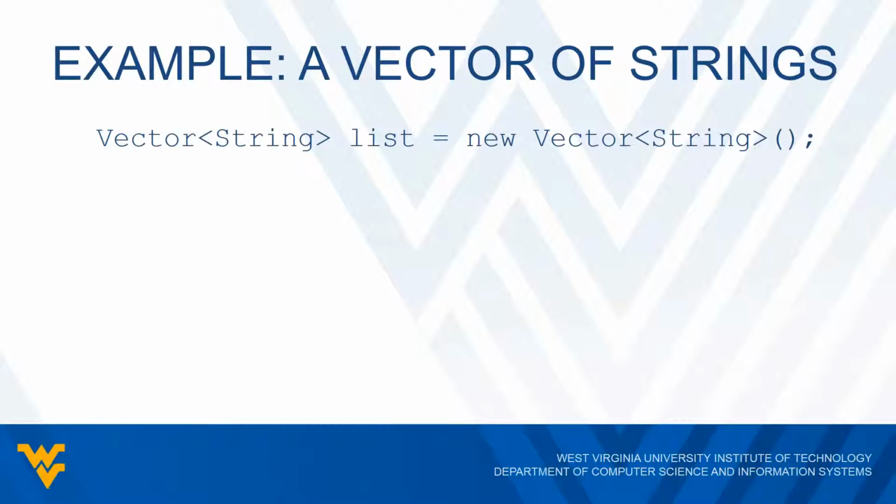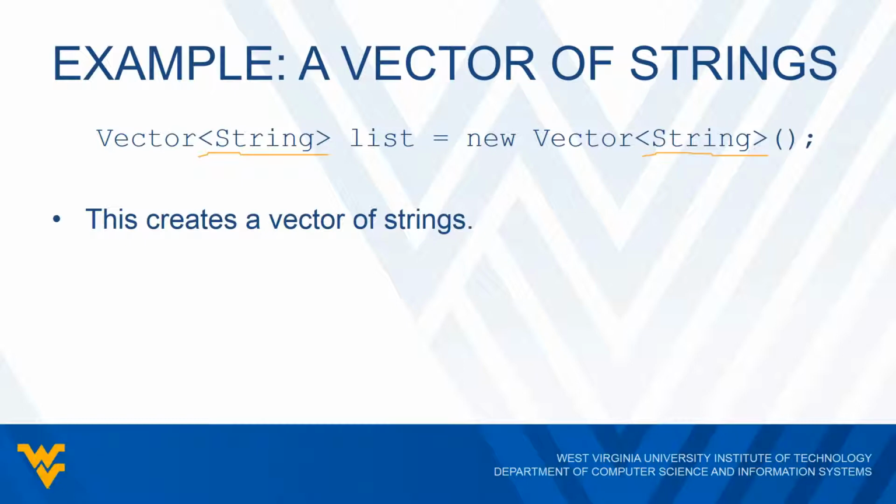Here's an example of declaring a vector of strings. So I have vector, and then notice I have this string in less than greater than symbols, and then the name of my vector list, and then equals new vector, and then once again I have to specify the actual type, or the object type. So here we're doing a vector of string objects. So yes, this creates a vector of strings.